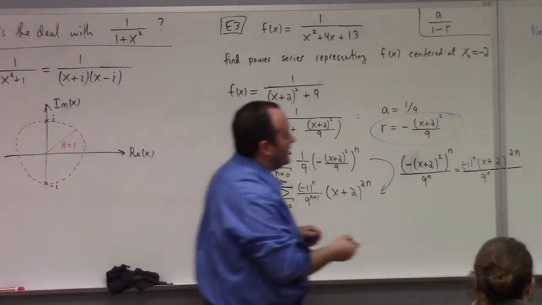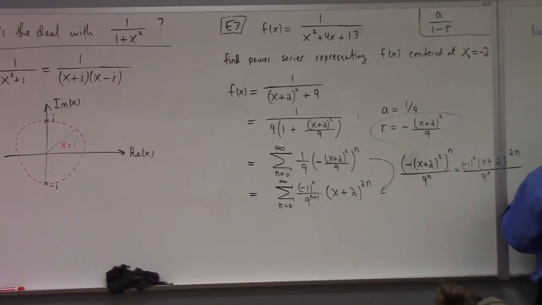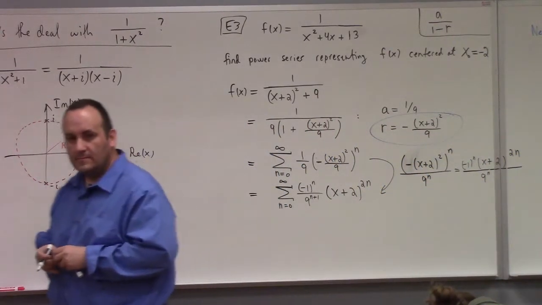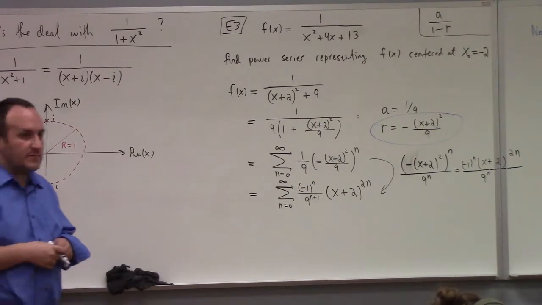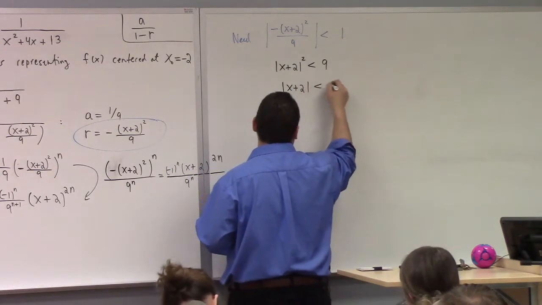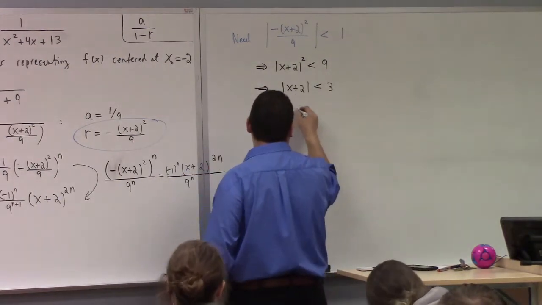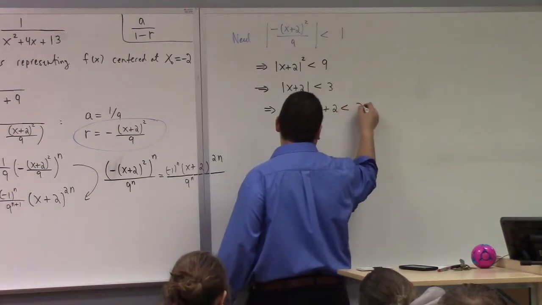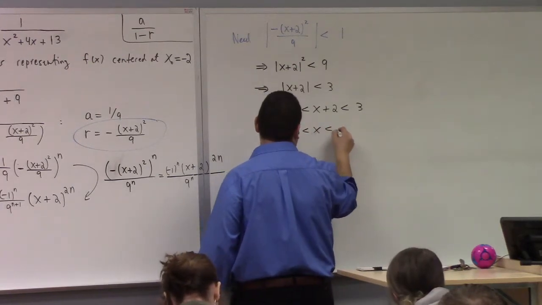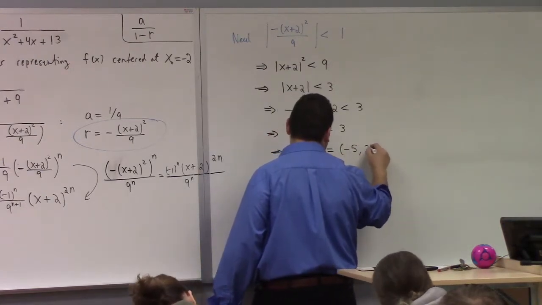So what does this inequality tell us? It tells us that the absolute value of x plus 2 quantity squared is less than 9. Then we can take the square root of the inequality, and it will give us that the absolute value of x plus 2 is less than 3. Which implies that minus 3 is less than x plus 2 is less than 3, which implies that minus 5 is less than x is less than 3, which is to say that the IOC is equal to minus 5 to 3.